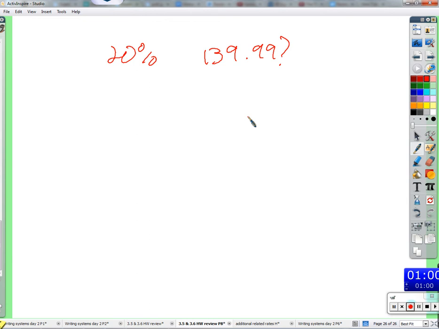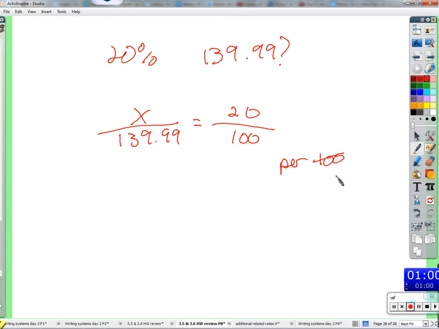20% of $139.99 is some piece of $139.99, right? Well, the ratio of that piece to the whole price is equal to 20 per 100. You guys have seen this before? When I say per 100, you know what word means 100? Cent. Yeah, like century, centurion, the cent of a dollar. 100 cents in a dollar.